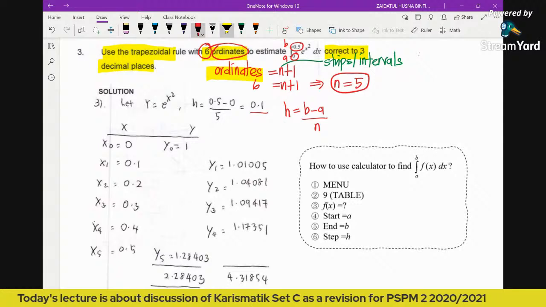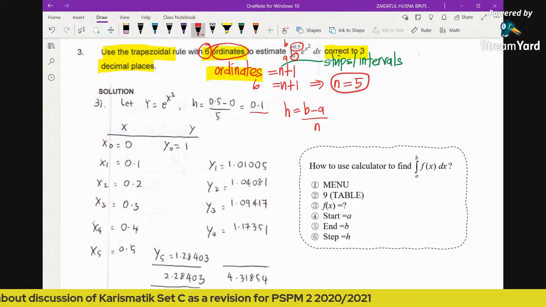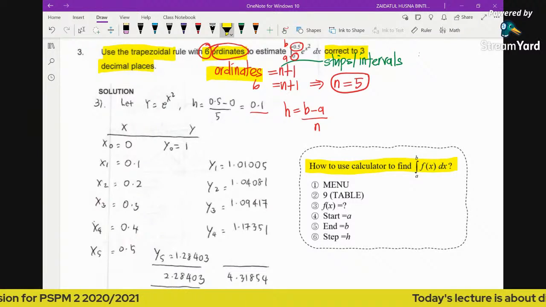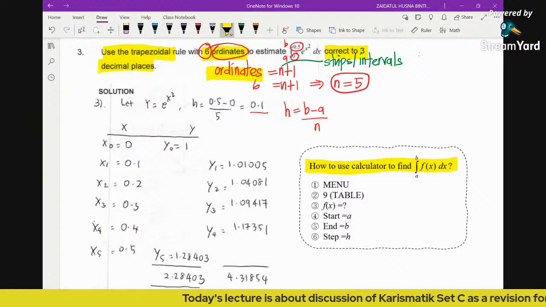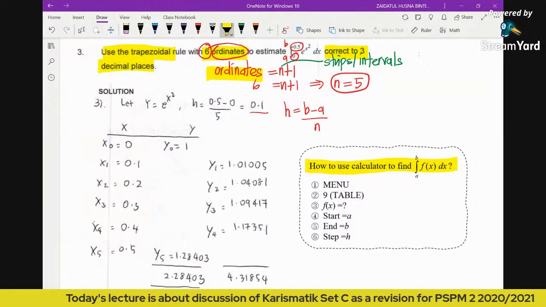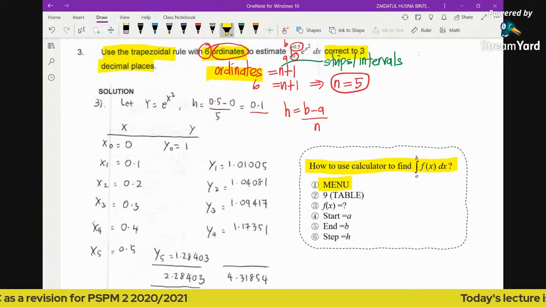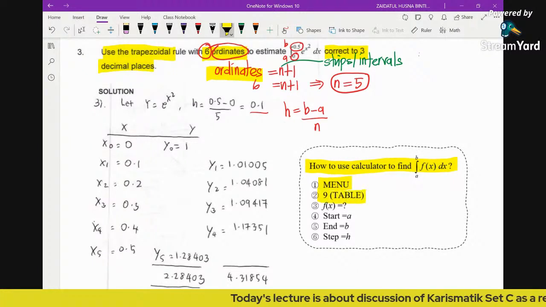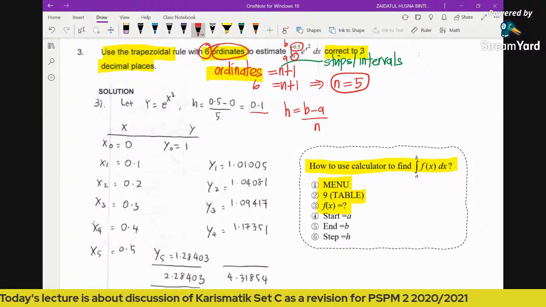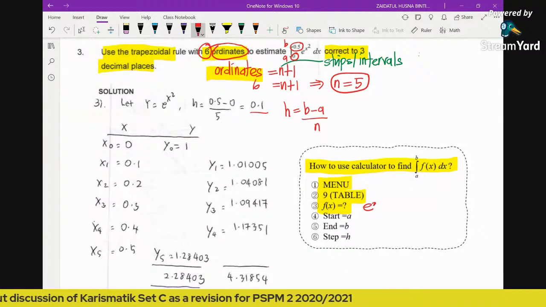Alright, you may just use a calculator to solve this. I've given here the instructions on how to use the calculator to find the integral, in order to provide the table for trapezoidal rule. These instructions are for those who are using the latest model of Casio FX570EX. First, you press menu and you find the 9, which is table, and then you plug in the function, which is e to the power of x squared.